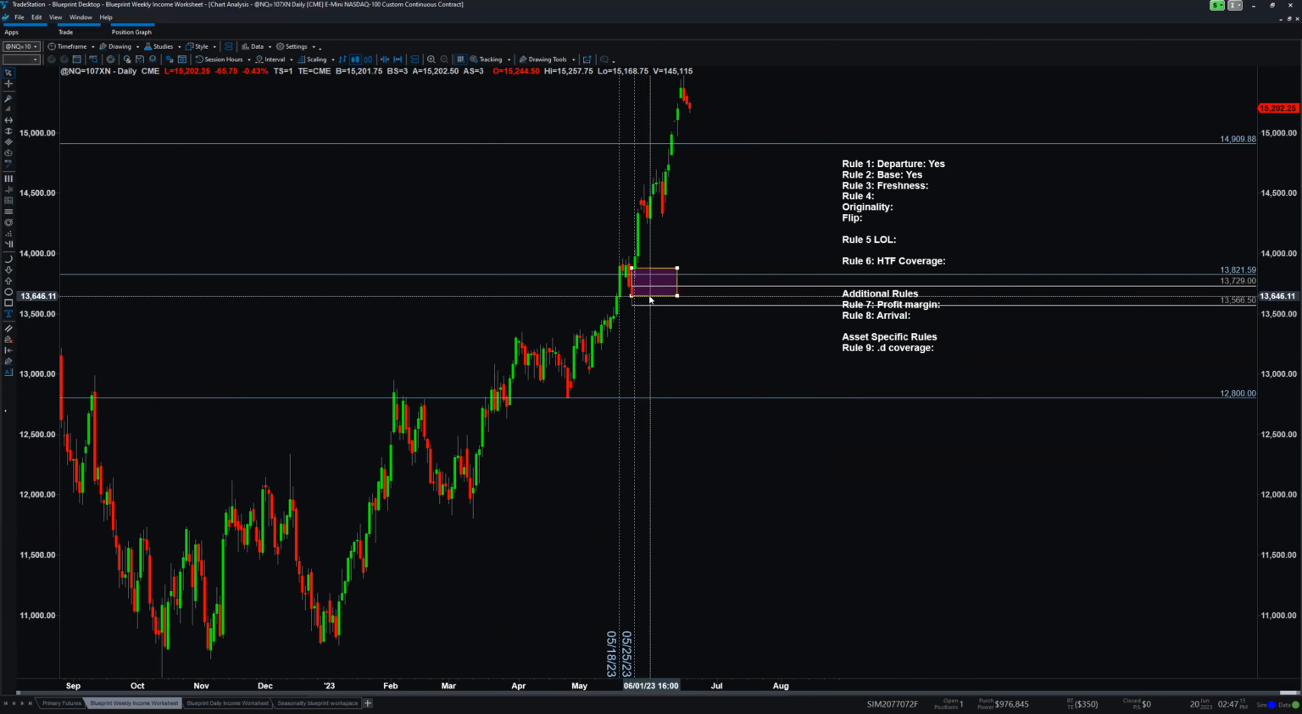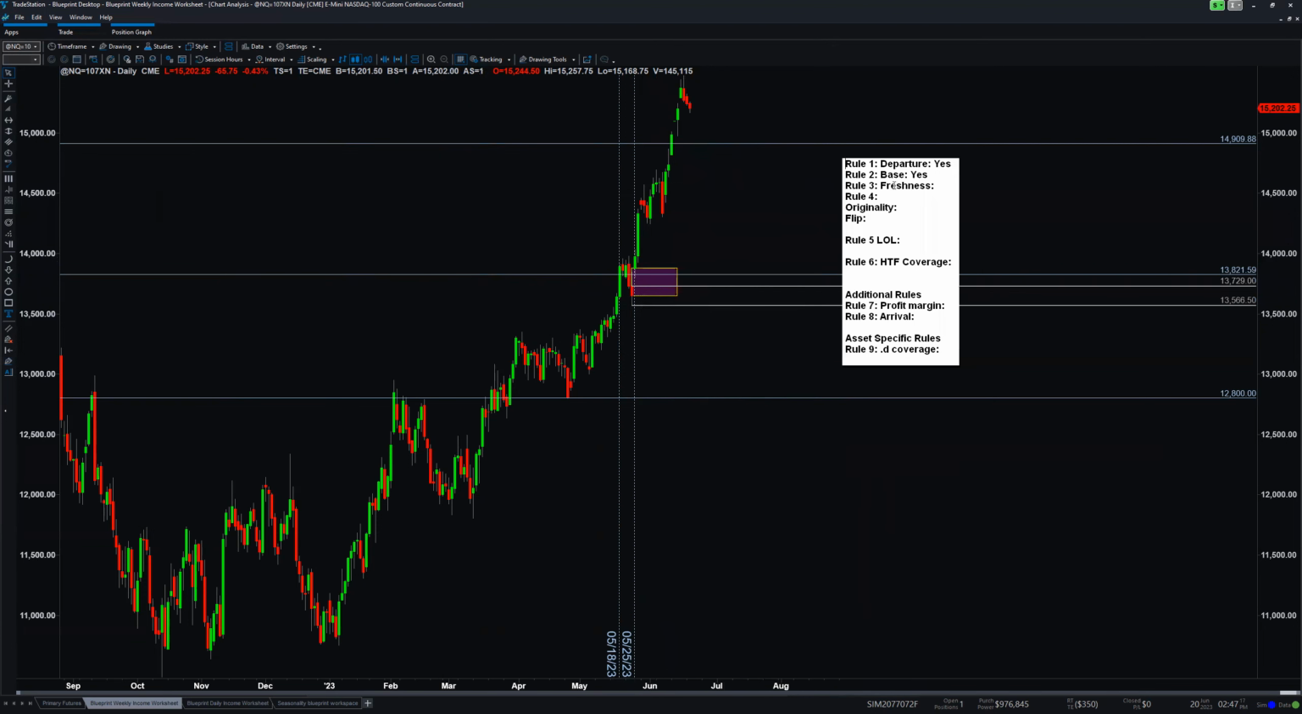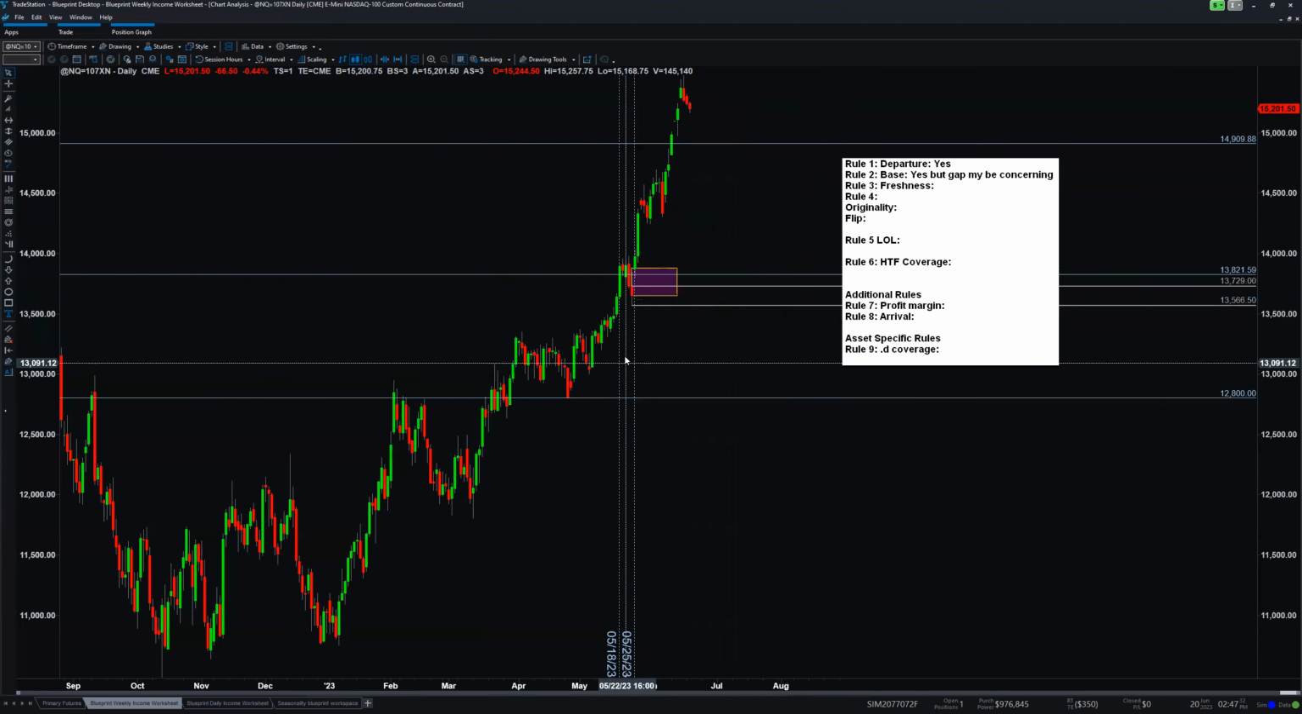But anyways, we're not done yet, right? We can say base, yes, but gap may be concerning. So far, we're not setting anything yet. There may even be a level on top of level anyways. So I don't care yet too much about this.